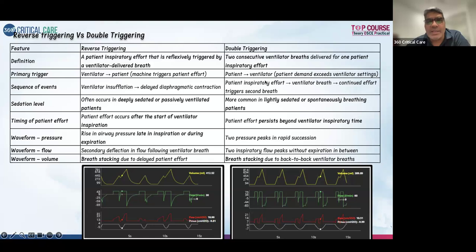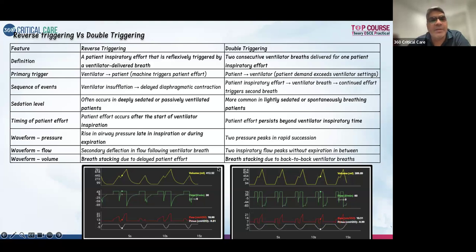So in case of double triggering, there will be two inspiratory flow peaks without expiration in between. So the flow will usually have no time for expiration. You'll have one flow here and then another flow there. There will be no coming to the baseline and then going up like this. Okay. So it is again very subtle, as you can see in both pictures, but the flow amount in expiration is very low in case of double triggering. And volume, there will be breaths in both, hard to delineate which is causing what.